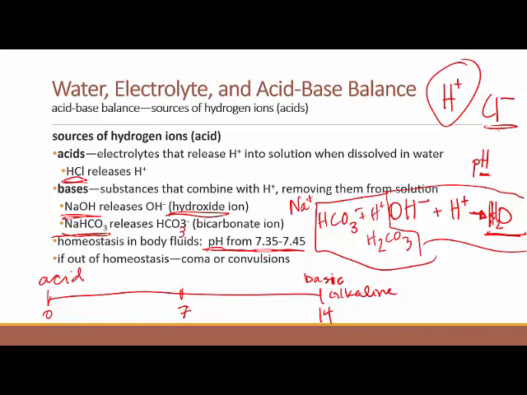And the requirement for pH to be between 7.35 and 7.45 is very strict. We don't get a lot of play around those numbers. And when we go out of homeostasis, we go one of two ways. We either go into a coma or we have severe convulsions and tetanic contractions of the muscles of the body. So bad, either way you go.